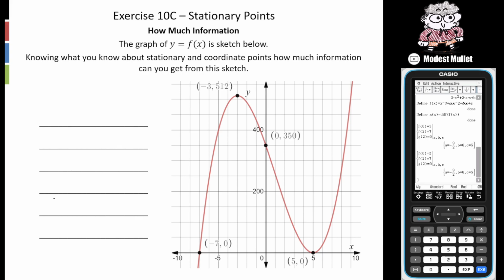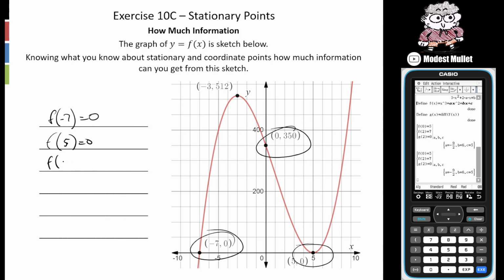So let's do that again. If you want, you can maybe pause and have a go yourself, and then check your answers. So I'm going to start here. Left intercept, f of negative 7 is equal to 0. Right intercept, f of 5 is equal to 0. Have another intercept, so f of 0 is equal to 350, being my intercept.